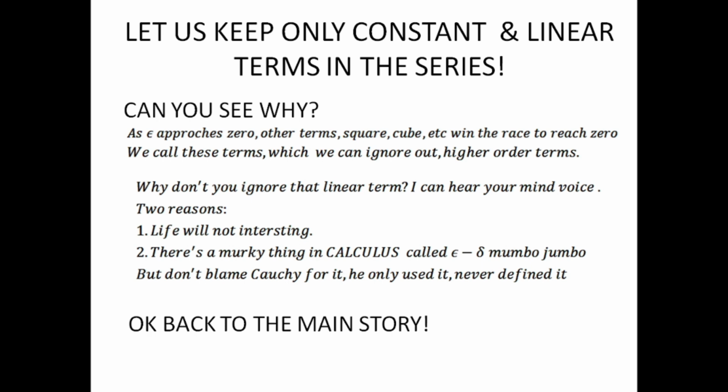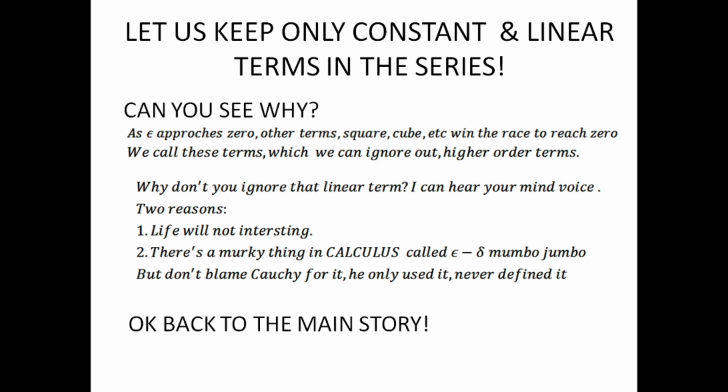And now we are going to keep only the constant term and the linear term in the series. Why? Other terms approach 0 much more quickly than the linear term. So we just jettison them off and ignore them. And also life will not be that interesting if you don't ignore other terms.